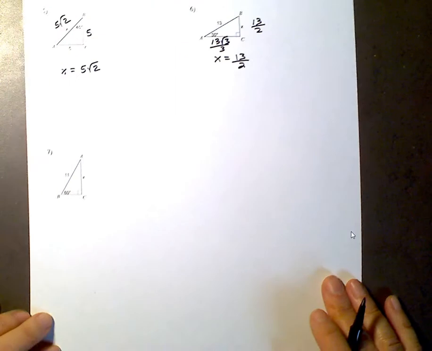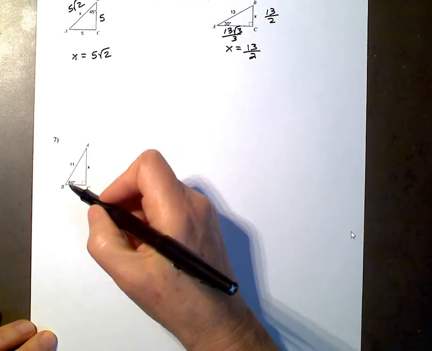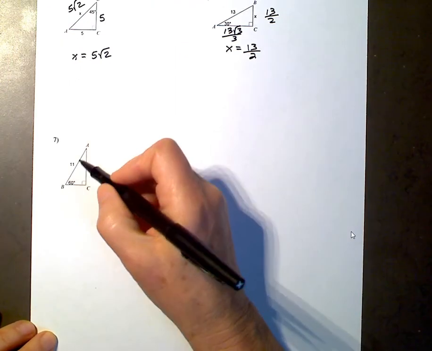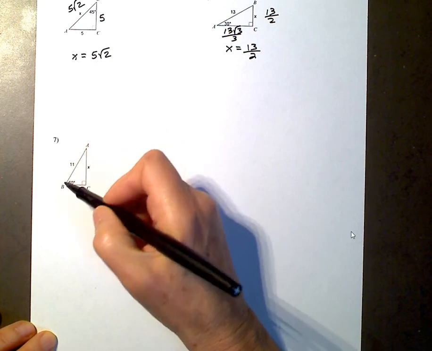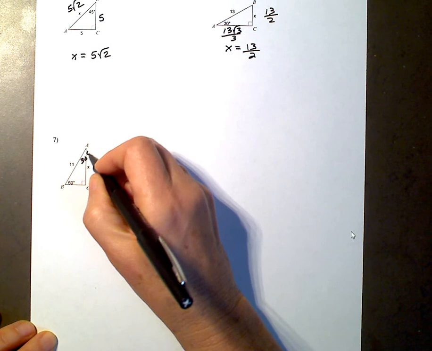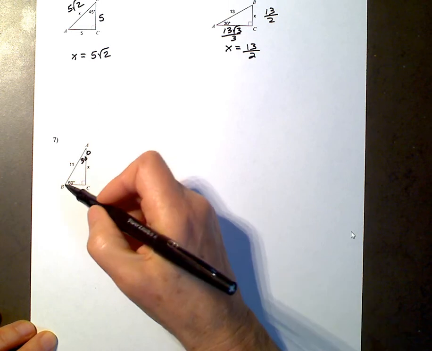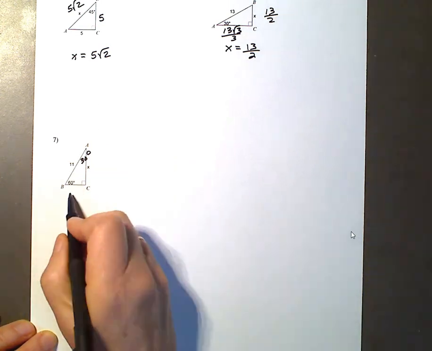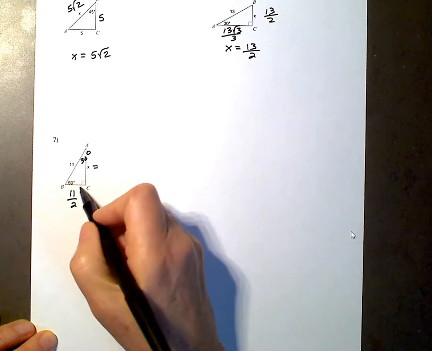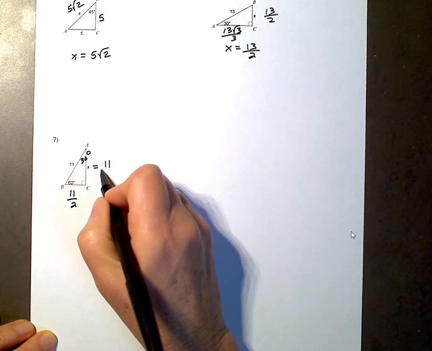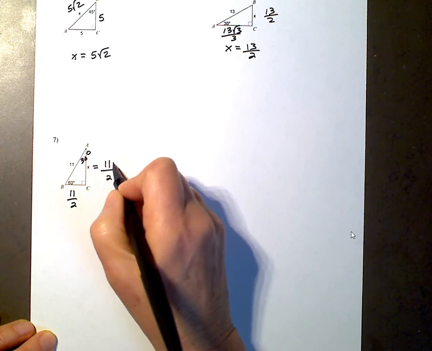Okay, and then the last one, this is a 60-degree angle down here, and so this would be a 30, and hypotenuse is 11. So if this is my 30-degree angle up here, my short leg is this one down at the bottom, and it's going to be half of 11, or 11 halves. And then x is going to be short leg times square root of 3. So 11 halves times the square root of 3 would look like so.